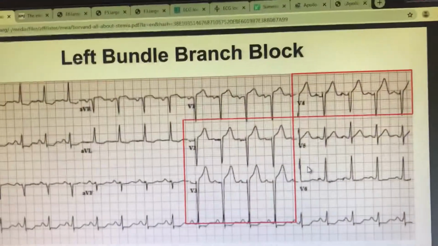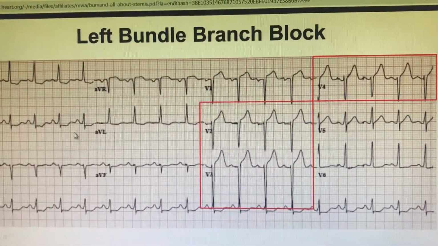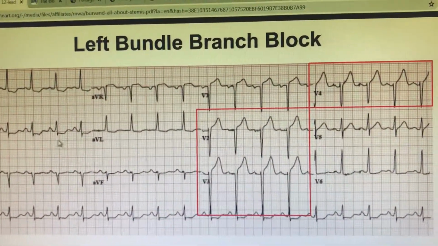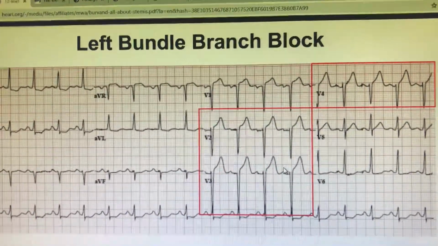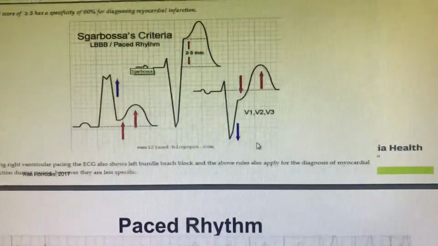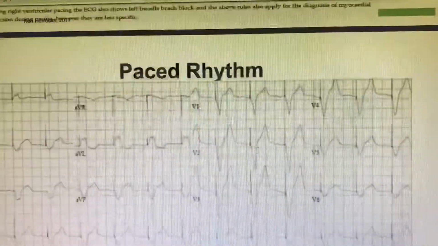Here is also, similarly, a left bundle branch block. There are no ST elevations. ST depressions are there, not particularly more than 2 millimeter, and there is also no concordant ST elevation seen. Even in paced rhythm the same criteria apply.